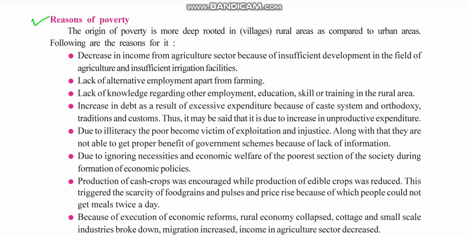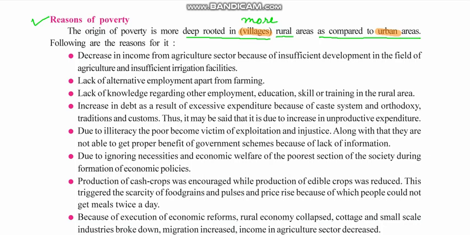Let's start. The origin of poverty is more deep rooted in villages. See, mainly it is found in villages or rural areas. You will find that poverty is mainly seen in rural areas. Villages are the areas which are affected more, in comparison to cities, as compared to urban areas. See, they have told that which places are more affected, then villages are more affected in comparison to urban areas. Following reasons are for it.